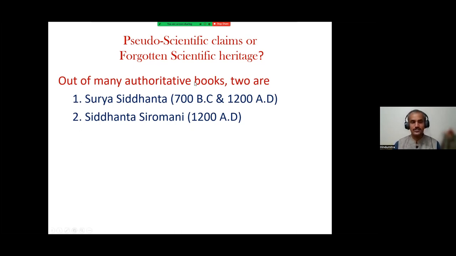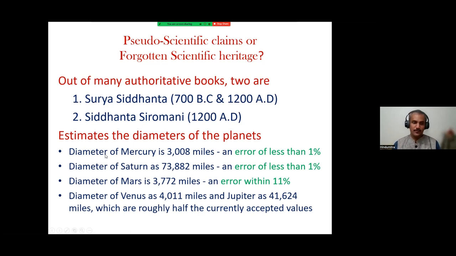So authoritative books did exist, for example, Surya Siddhanta and the Siddhanta Shiromani. And they give the approximate diameters of each planet, the diameter of Mercury, Saturn, Mars, and so on, with an error of less than 1%. So we're talking about a millennium ago, beyond the 12th century. All these calculations were made.